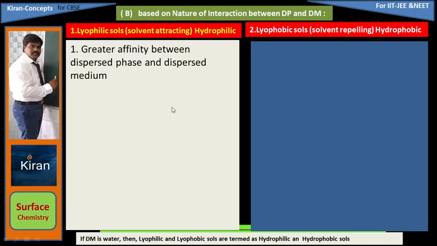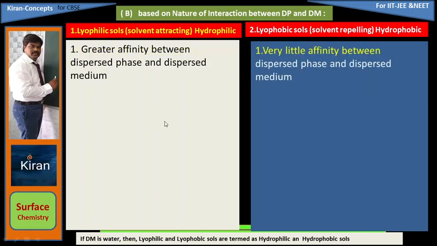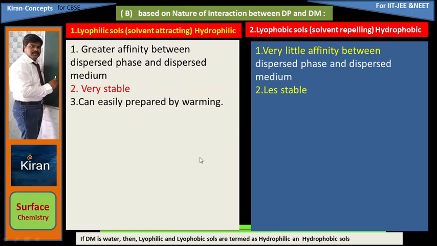Very important, this topic. Lyophilic solution: greater affinity between dispersed phase and dispersion medium. Lyophobic solution: a very little affinity between dispersed phase and dispersion medium. Very stable, less stable. Lyophilic colloidal solutions can easily be prepared by warming. Simply mixing and heating, you will get the lyophilic solutions. While preparing lyophobic solutions, you need a special specific preparation method. It is difficult.